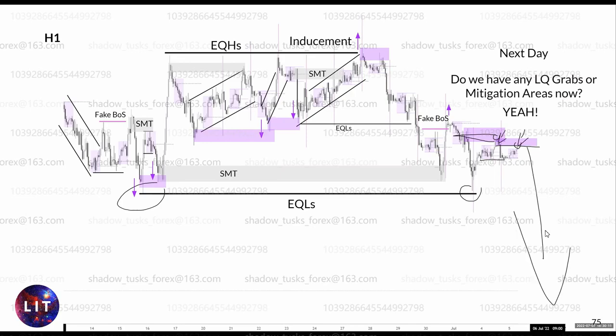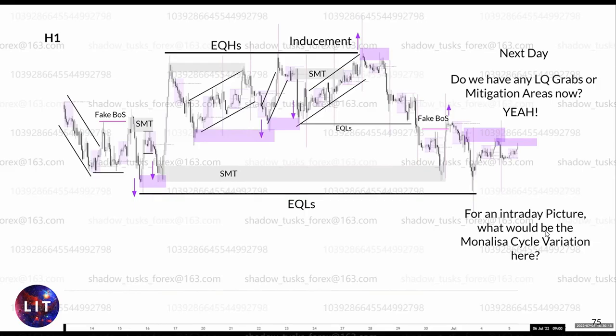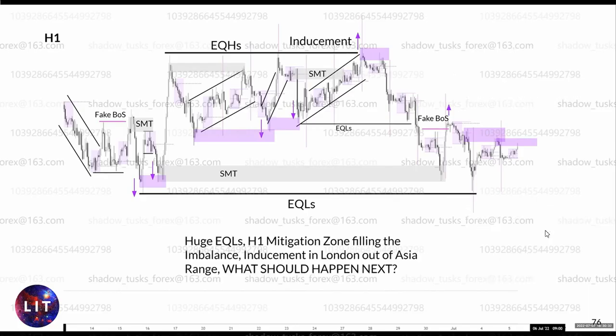So guess what? From an intraday perspective, what would be our Mona Lisa cycle variation here? Inducement out of Asia range, high side into 1 hour mitigation, huge liquidity target to low side away from the medium inducement. What London play is that? Of course, another knockout. Huge liquidity to a low side, H1 1 hour mitigation zone, filling the imbalances. I'm talking about this one here, right? Into inducement into London, minor inducement into the 1 hour mitigation zone.